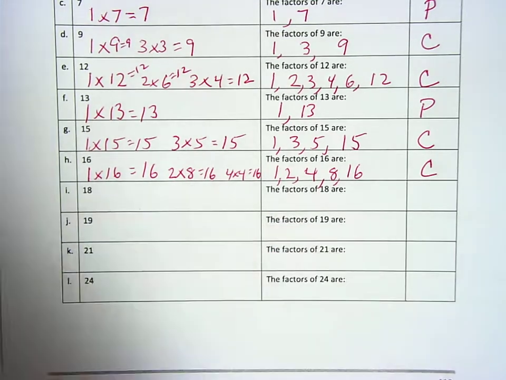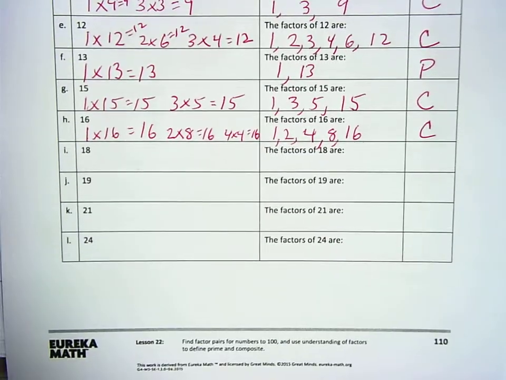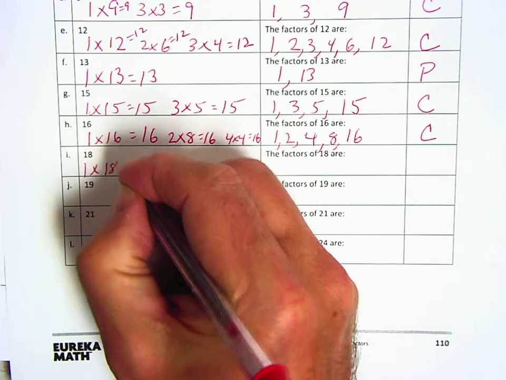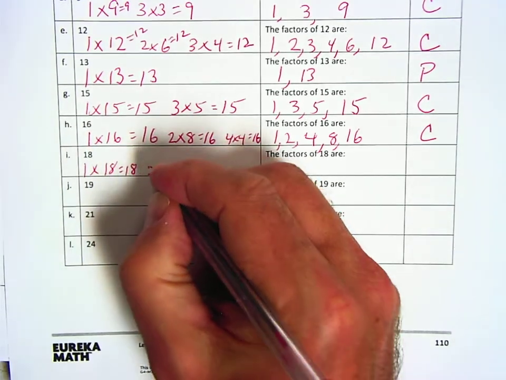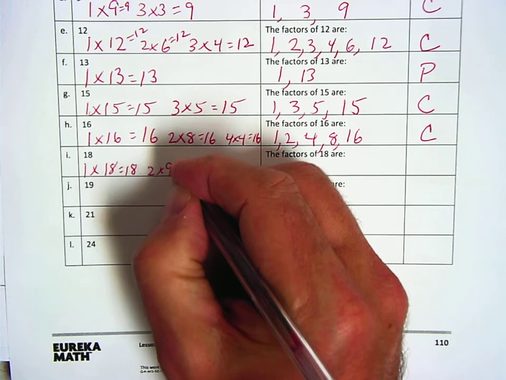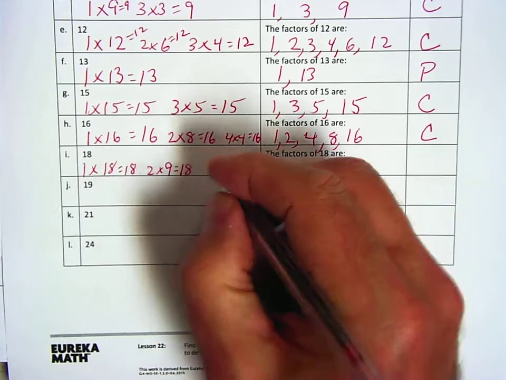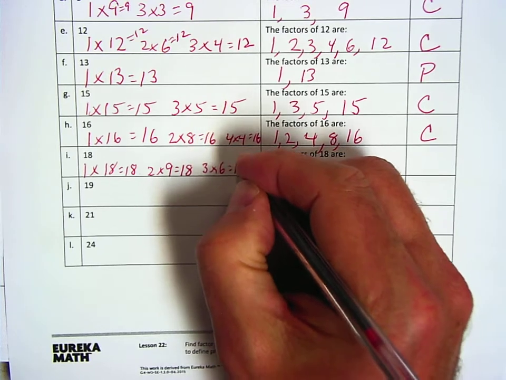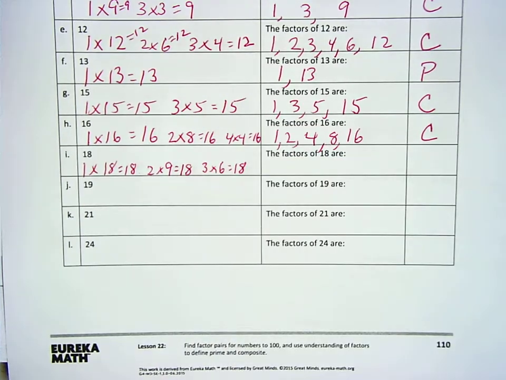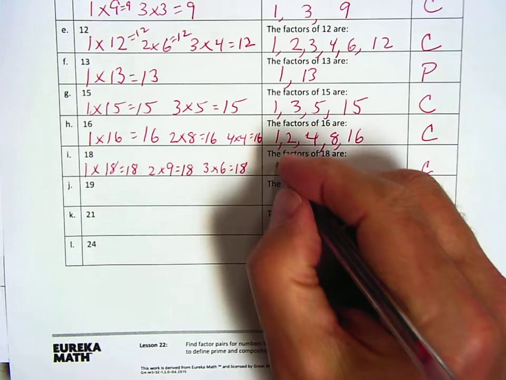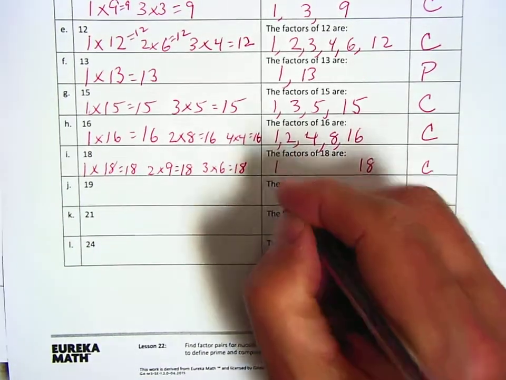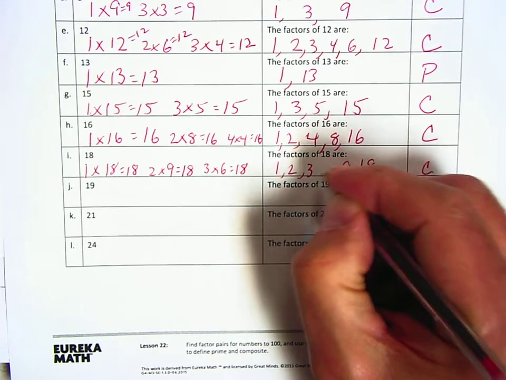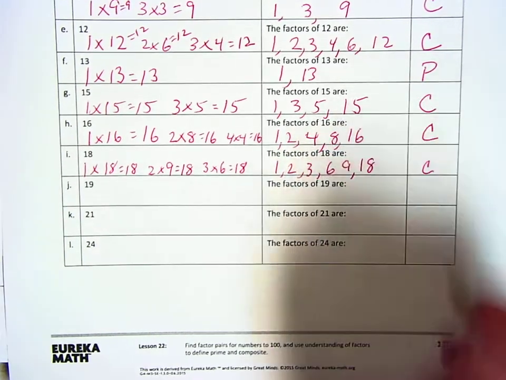Okay? Moving along to 18. How many ways can we make 18? Well, 1 times 18 equals 18. 2 times 9 is equal to 18. 6 times 3 or 3 times 6 is equal to 18. Let's see, 4, 5, nope, it's composite, so I have 1 and 18, I have 2 and 9, and I have 3 and 6. 6 times 3 is 18.